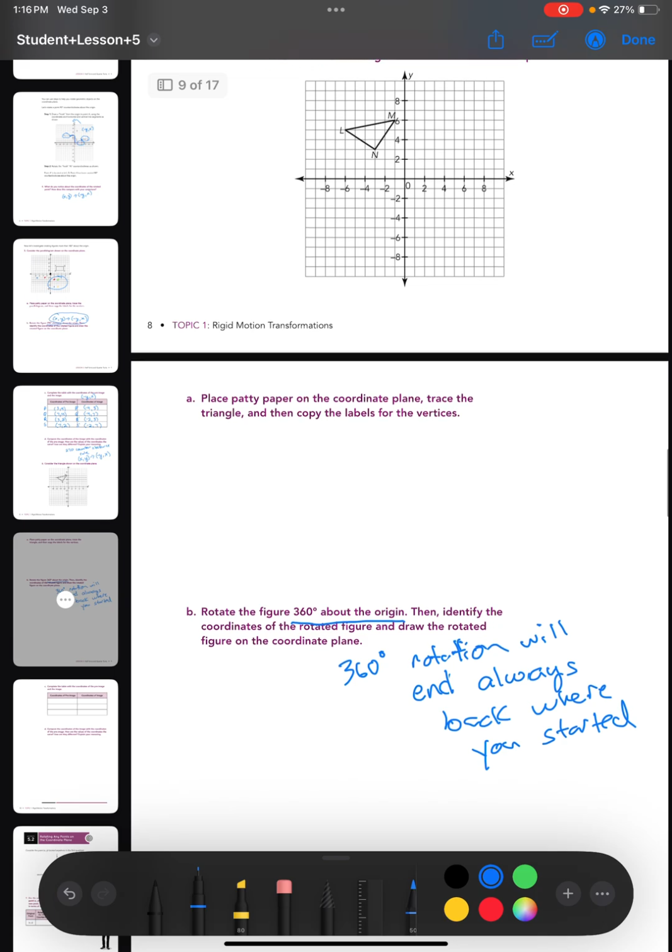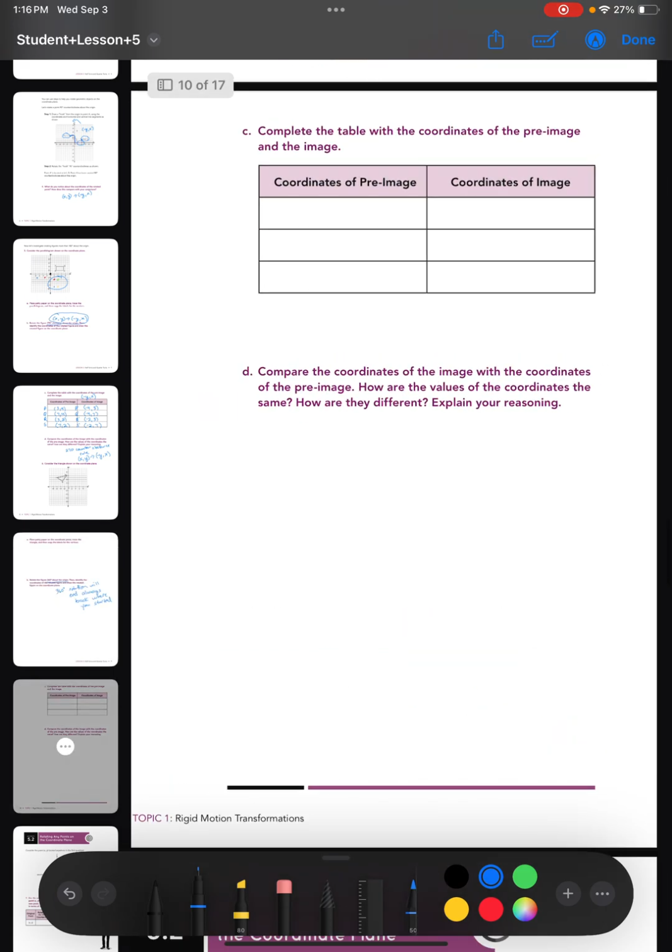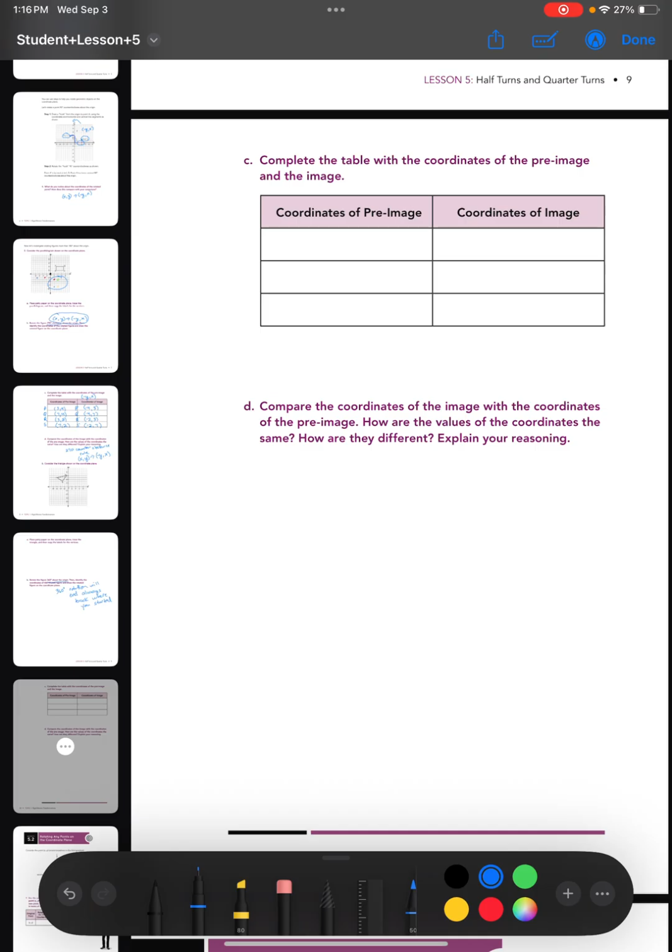So 360 degrees is always going to end up back where you started. In other words, the coordinates of the pre-image are going to be the same as the new coordinates. If you want to go in and fill those in, you can. But if we go back to that triangle L, M, N, new L, new M, new N from the new image, they're not going to change. Like point L is at negative 6, 4, and the new one's at negative 6, 4. They're the same. I'll fill those in so you can see them. Negative 1, 6, negative 1, 6. Because a 360 degree rotation does not change anything.